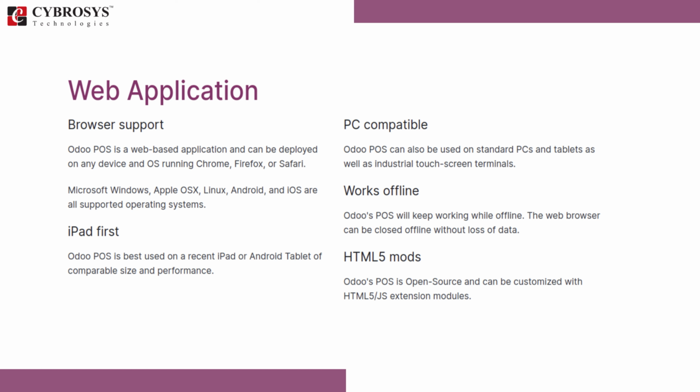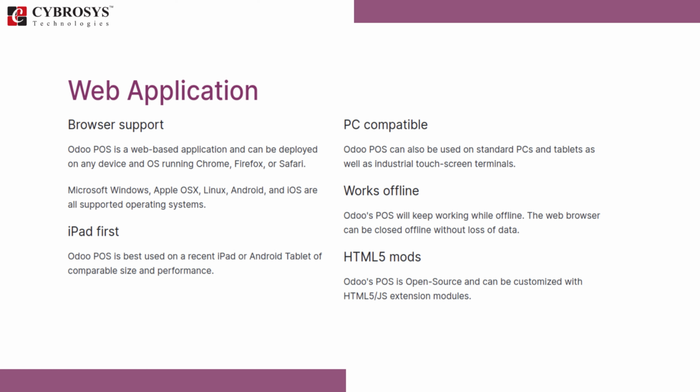Then it comes to the web application, which means Odoo Point of Sale is a web-based application and can be deployed on any device or operating system running Chrome, Firefox, or Safari. Microsoft Windows, Apple, Linux, Android, and iOS are all supported operating systems. Odoo Point of Sale is compatible with standard PCs, iPads, Android tablets, and other industrial touchscreen terminals.